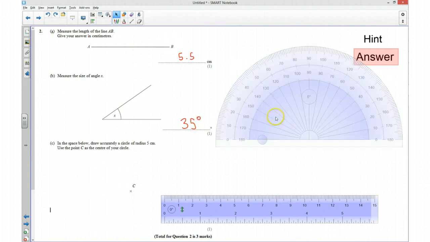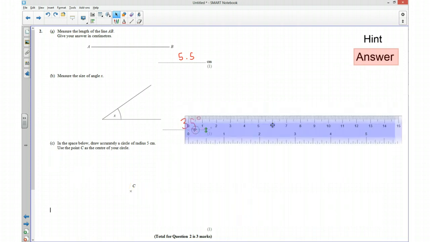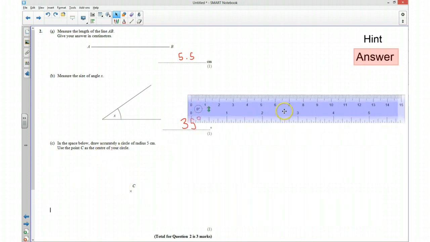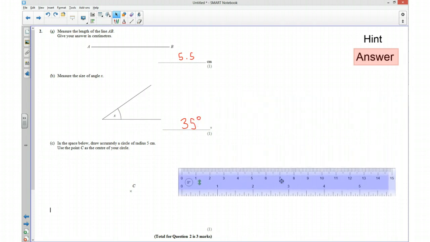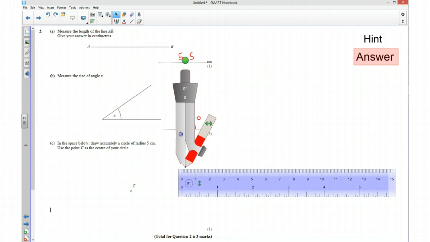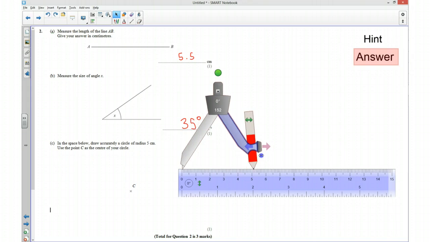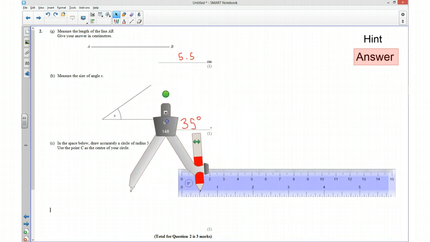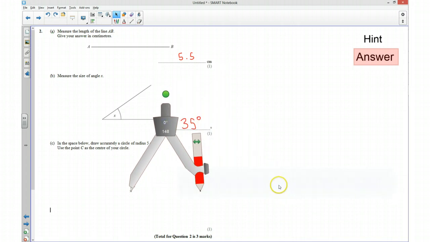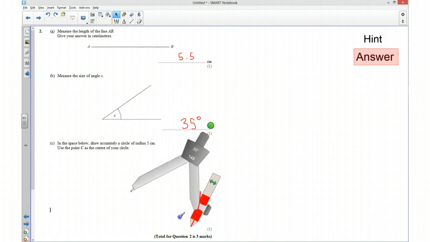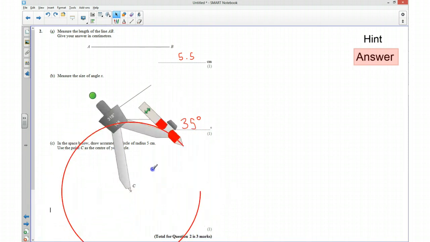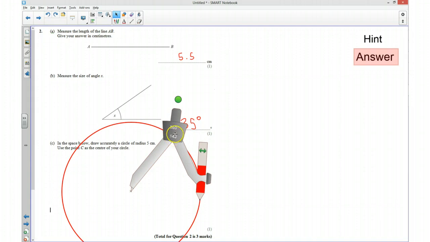Okay, we don't need that anymore, and over here it says in the space below, draw accurately a circle of radius 5 centimeters. So I'm going to grab my compasses and I'm going to set that to 5 centimeters, open it up 5 centimeters. Now this here is going to give me the radius of my circle that I want to be 5 centimeters. I'm now going to place that there, get rid of my ruler now, and I'm going to draw a circle which is going to have a radius of 5 centimeters.